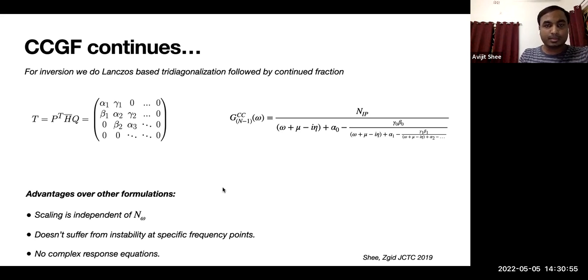And this tridiagonalization process doesn't depend on a particular frequency. Therefore, there is no instability in those equations. And also, for this kind of Hamiltonian, there is no complex equation that we need to solve. So these are the numerical advantages we obtain.